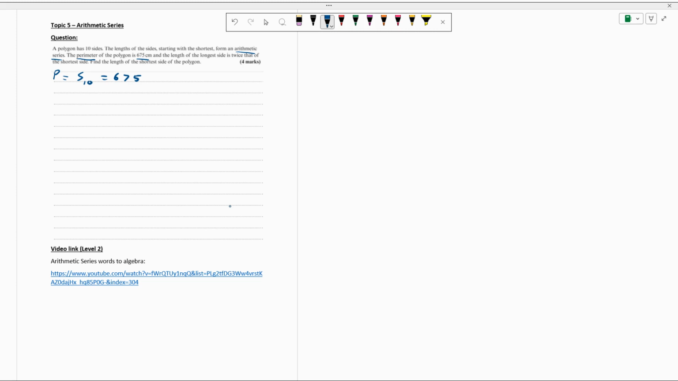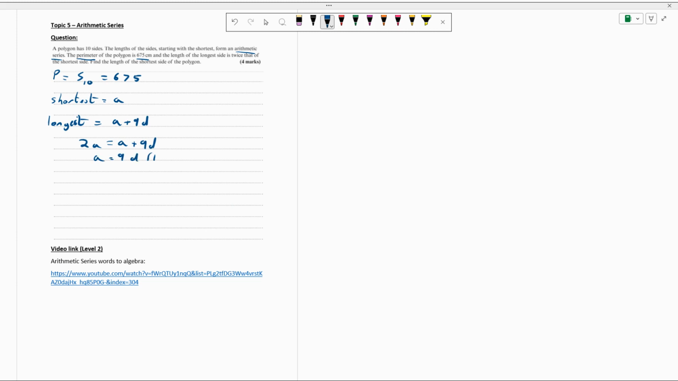Okay. So I can use that in a moment. And then it says the length of the longest is twice that of the shortest. So the shortest side should be the first term, which is just a. The longest should be the last term, which would be the 10th term in this case, which would be a plus 9d. What they're saying is that this a plus 9d is 2 times the short side, so 2a. Okay, and if I rearrange this, I've got a is equal to 9d.